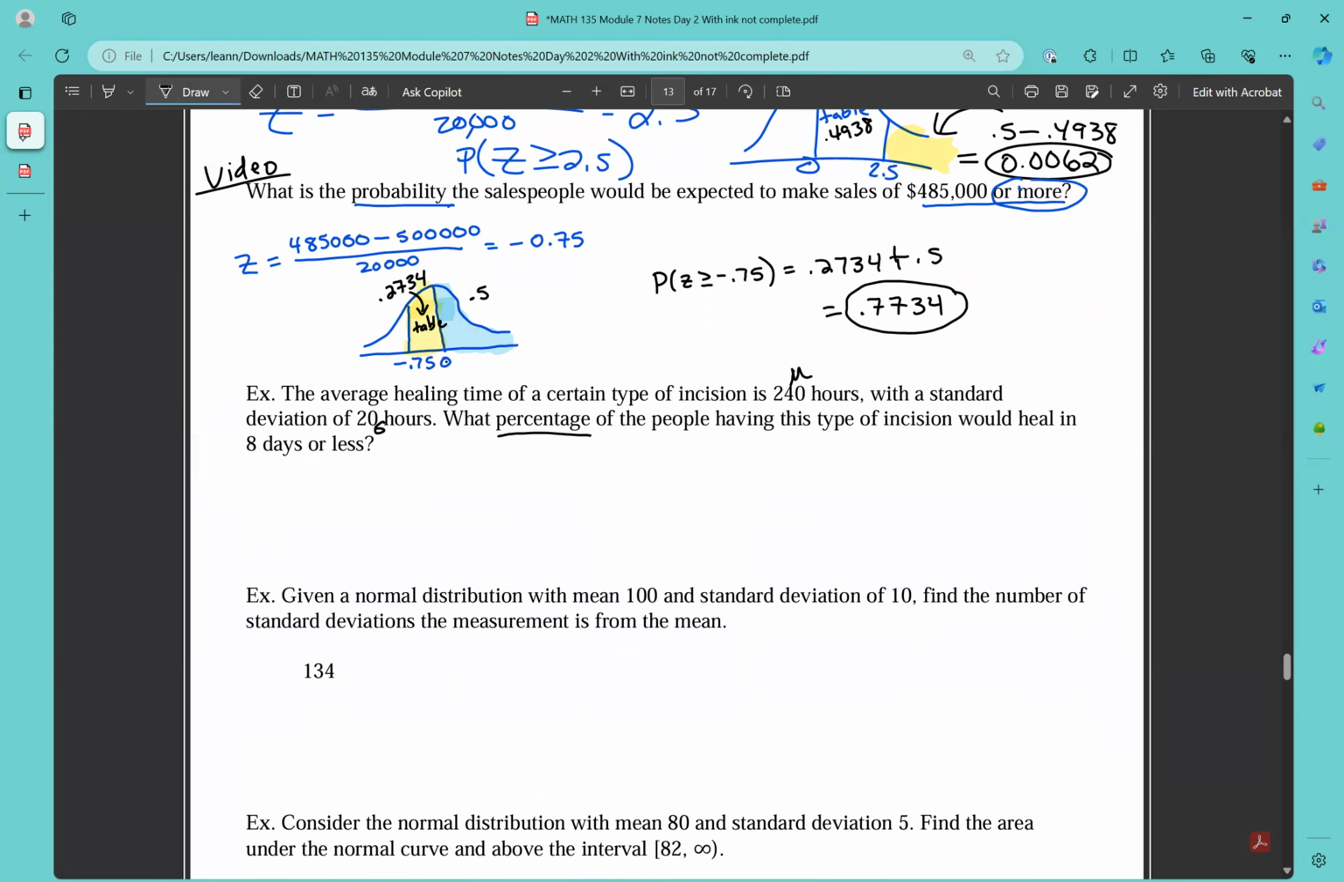Probability or area, you use the decimals from the table. Percentage, you still use the decimals from the table, but you turn it into a percent at the end. So you times by 100. And then we add a percent symbol. So they're saying what percentage of people having this type of incision would heal in 8 days or less.